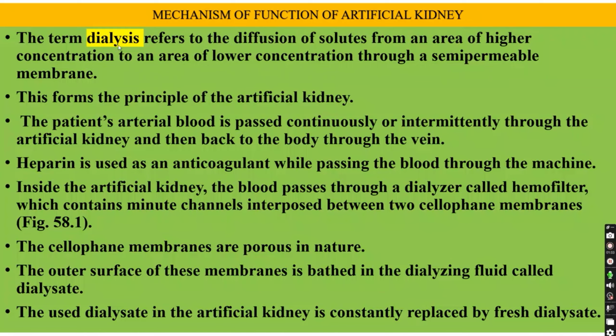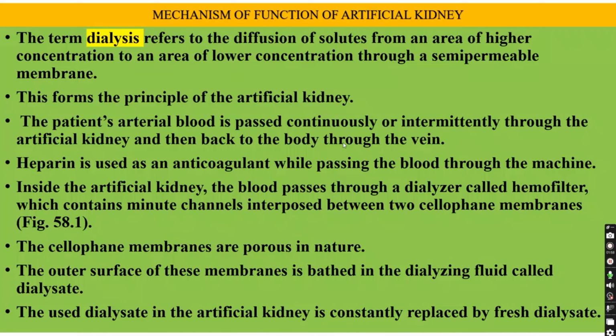The patient's arterial blood is passed continuously and intermittently through the artificial kidney and then back to the body through the veins. Heparin is used as an anticoagulant while passing the blood through the machine.